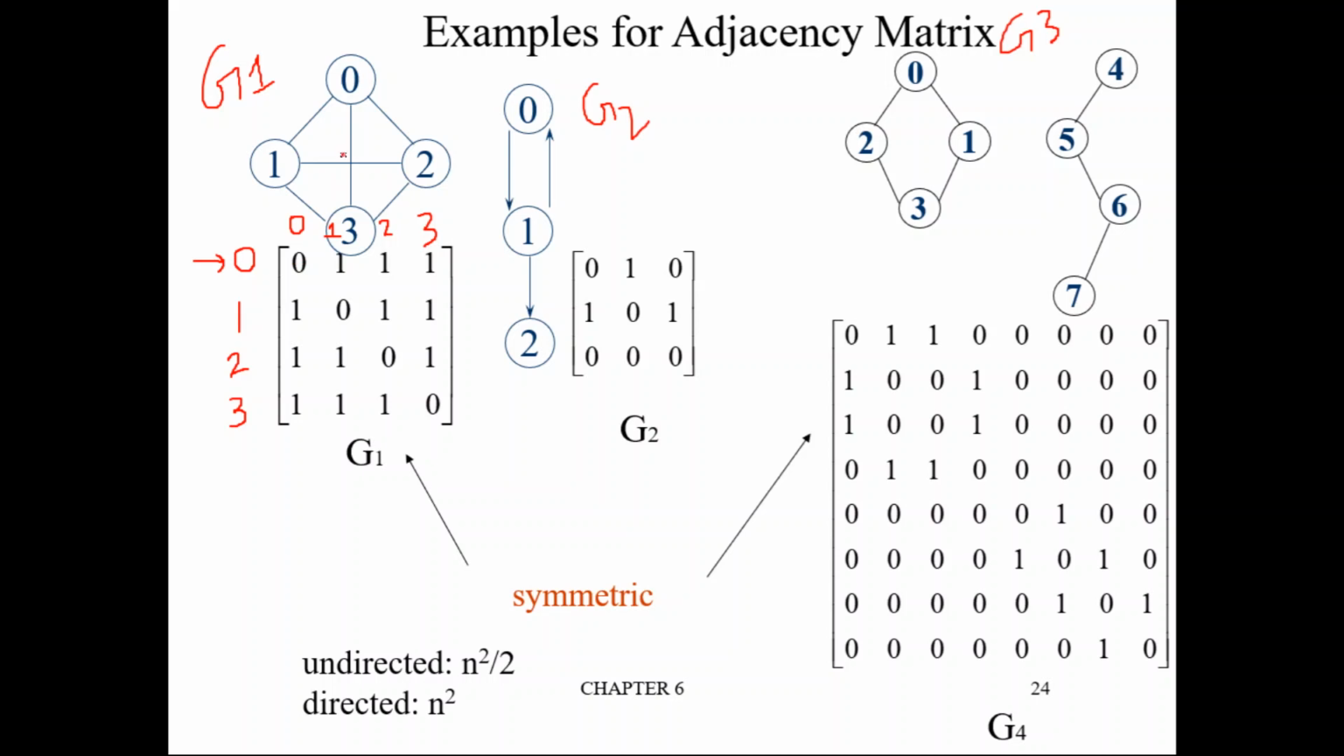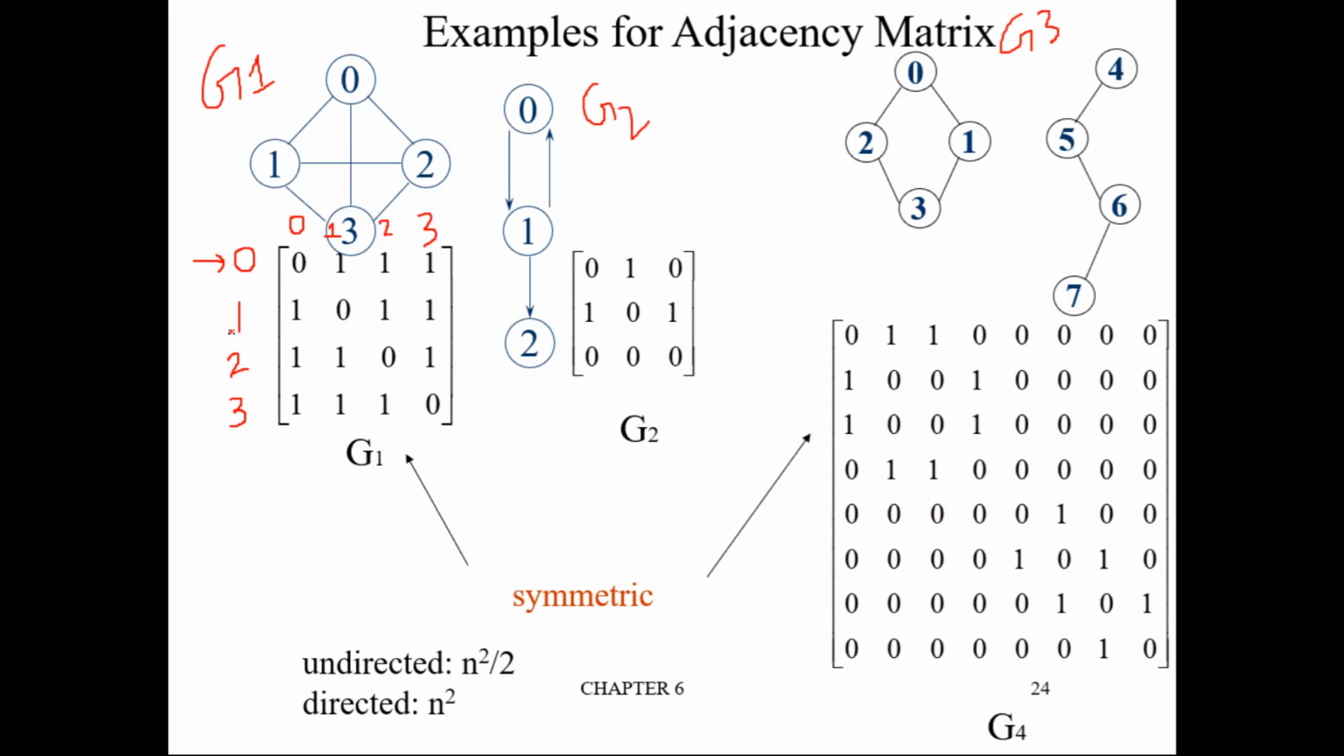From node 0 to node 1, each row you have to map with each column. Okay, from node 0 to node 1, is there a link? Yes, so put a 1. From node 0 to node 2, is there a link? Yes, so put a 1. From node 0 to node 3, is there a link? Yes, so put a 1.